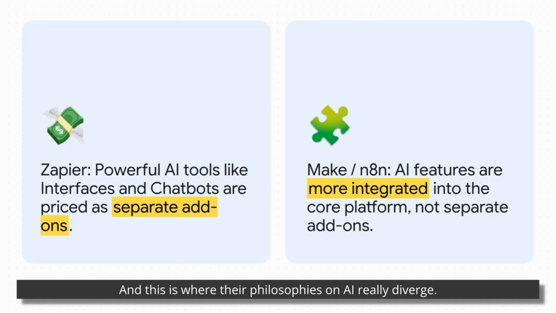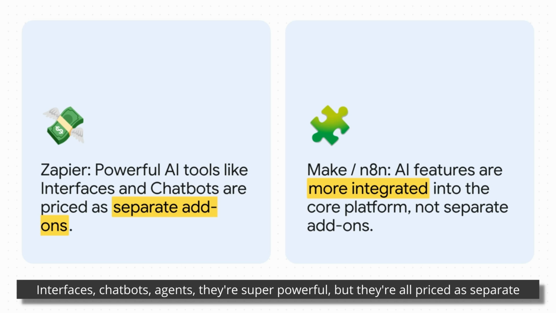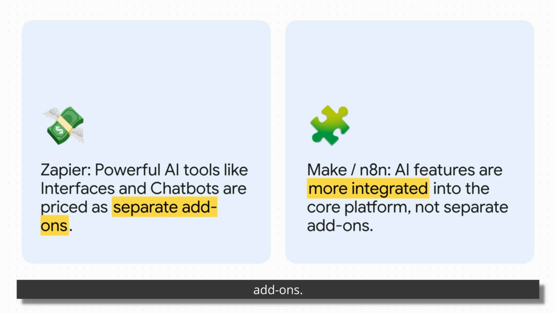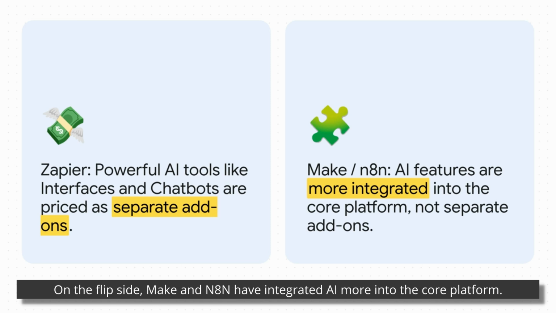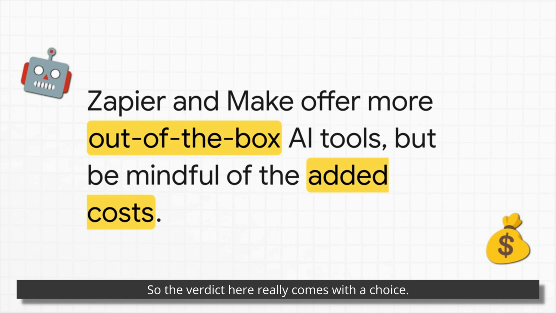And this is where their philosophies on AI really diverge. Zapier has gone all in with this incredible suite of tools. Interfaces, chatbots, agents, they're super powerful, but they're all priced as separate add-ons. On the flip side, Make and n8n have integrated AI more into the core platform. Make has built-in AI agents, while n8n gives you these incredibly flexible building blocks like its LLM nodes to build your own custom agents. So the verdict here really comes with a choice.